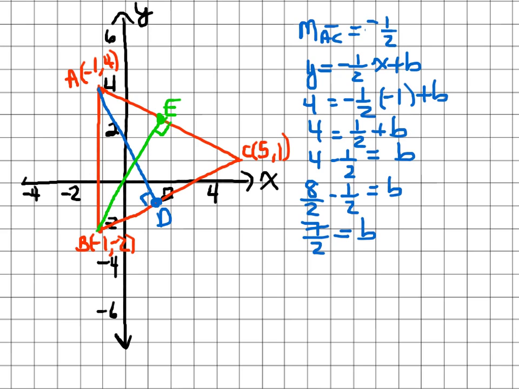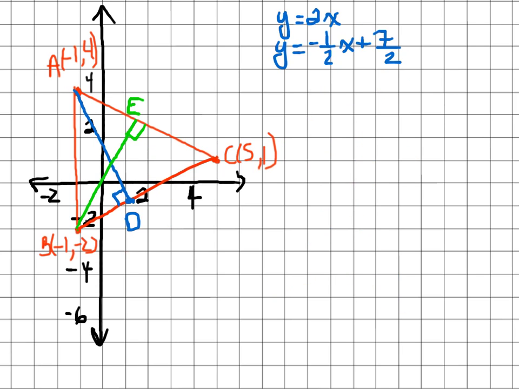So my equation of the line representing line segment AC is y equals negative 1/2 x plus 7 over 2. So now we're going to find the point of intersection between the altitude and the side AC. I'm going to do that by substitution. I'm going to take equation 1 and substitute that into equation 2.